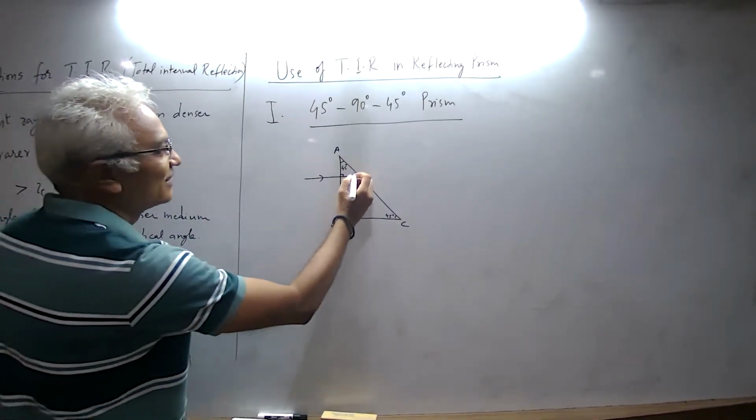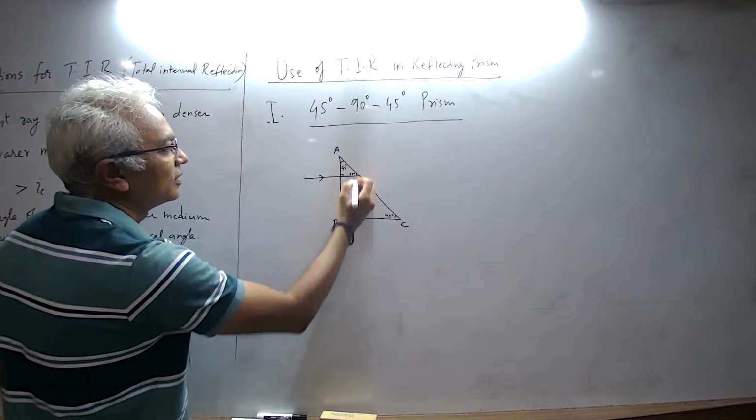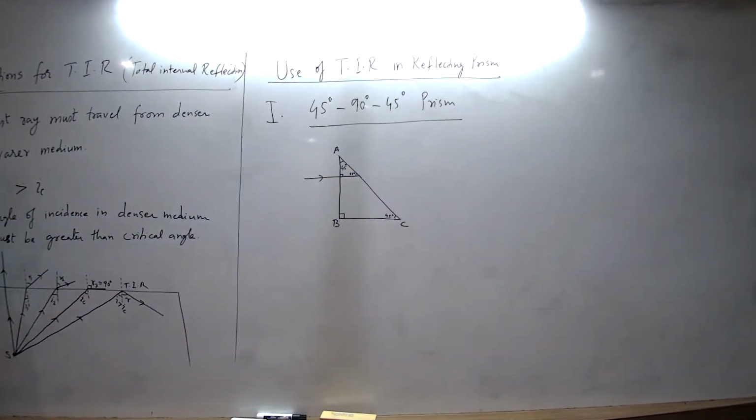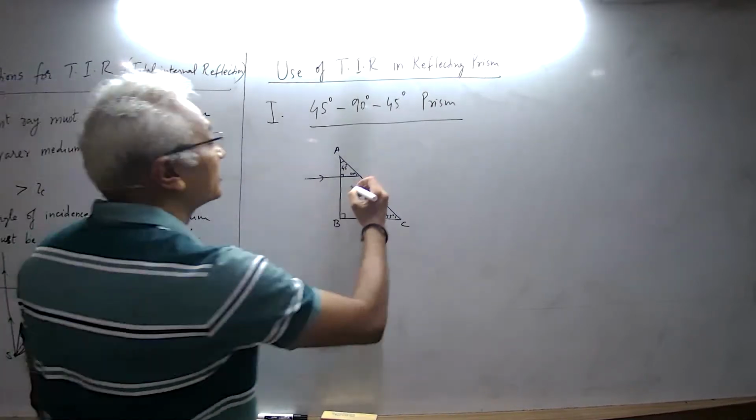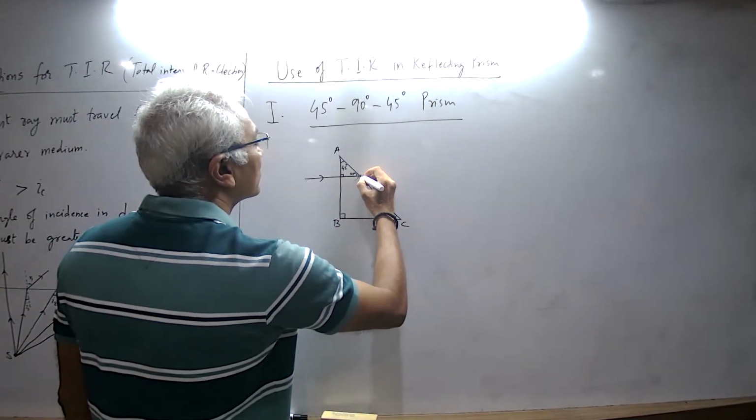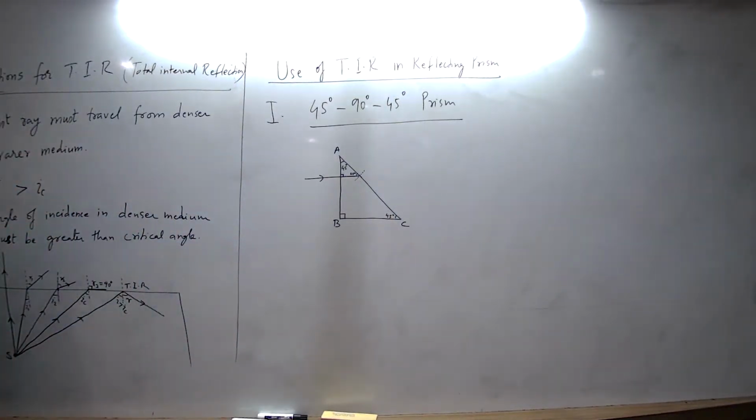What is the angle of incidence here? 45. Is this 45? What is the angle of incidence, with the normal or with the surface? So where is the normal? Not drawn yet, right? This is the normal. Normal is an imaginary ray, it's not a real ray, that you have to draw. Okay? So what is the angle of incidence now?